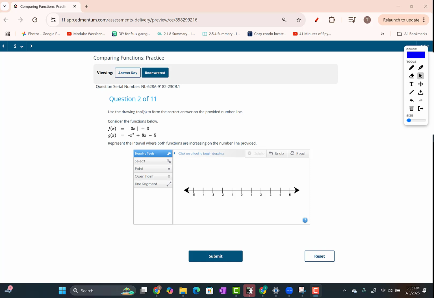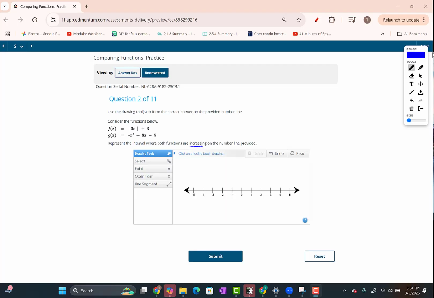Question 2, consider the function below: f of x equals the absolute value of 3x plus 3, g of x equals negative x squared plus 8x minus 5. Represent the interval where both functions are increasing on the number line provided. So I'm going to use, I really need a visual to help me answer this one first.